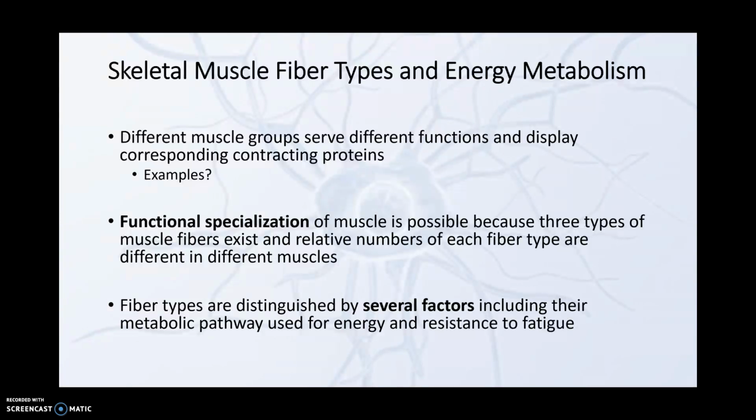Fiber types are distinguished by several factors, including the metabolic pathway used for energy and their resistance to fatigue. That's what we're going to get into next. That's why it was very important for you all to know about energy systems and how the energy systems work in the body, because we're just building upon that. And we're going to be talking about how different muscle fibers use different metabolic pathways.